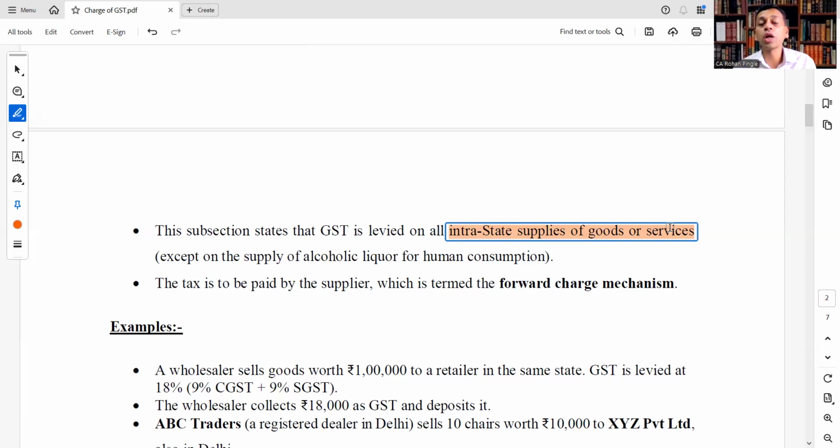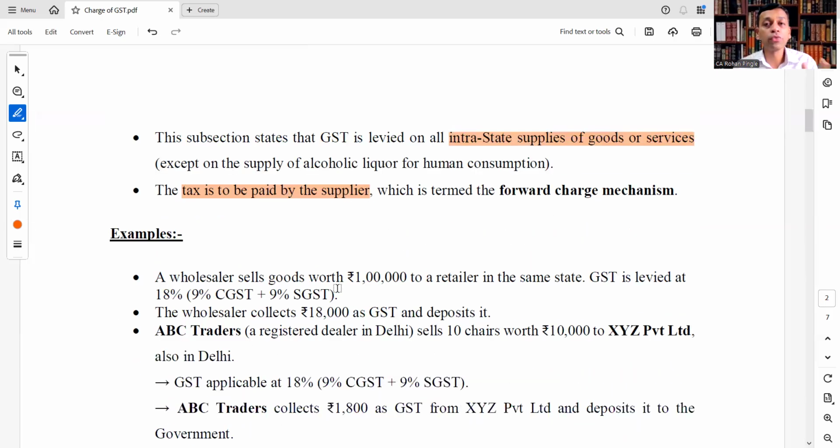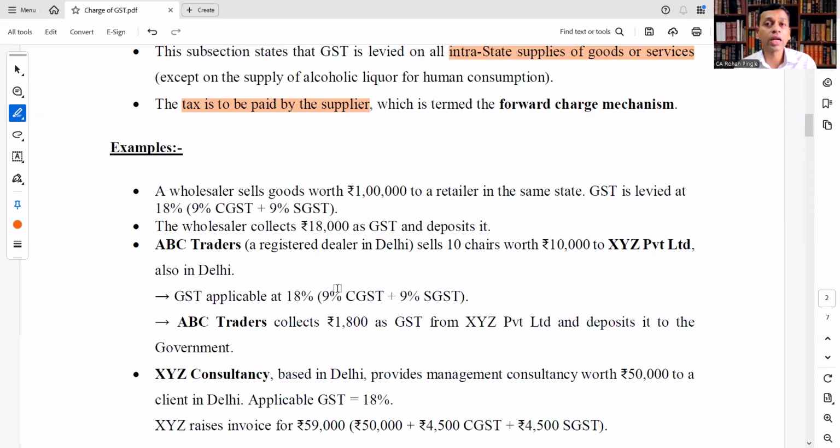Okay, GST is not levied on that till the date. The tax is to be paid by the supplier, which is termed the forward charge mechanism. Why it is called forward charge mechanism is that here tax is paid by the supplier of goods or services. Let's see a few examples to understand the concept very clearly.